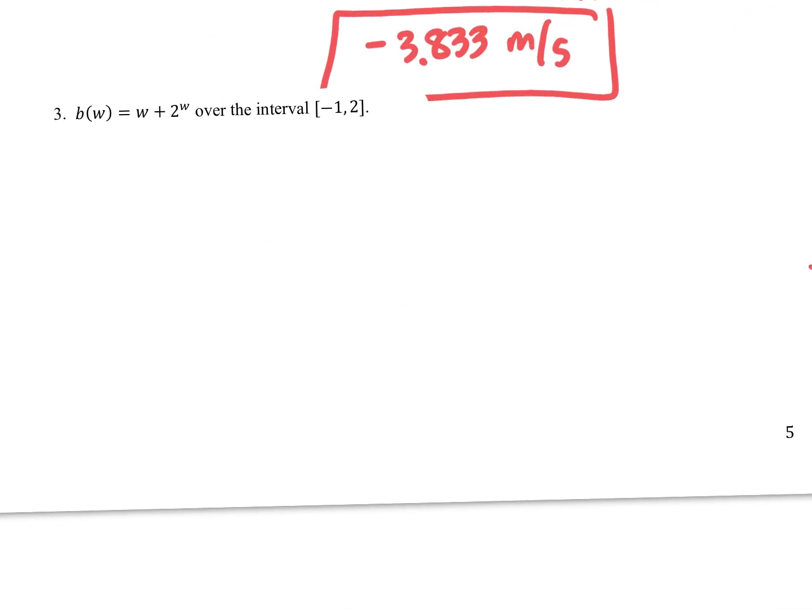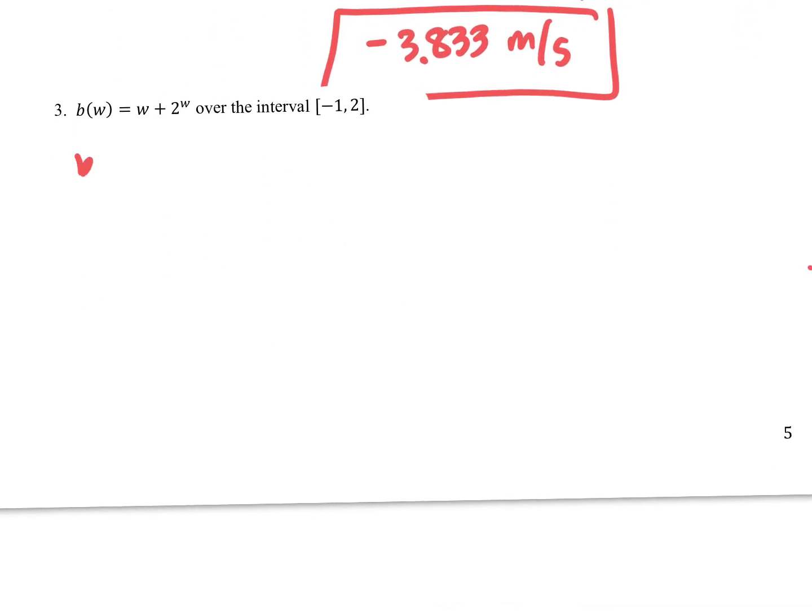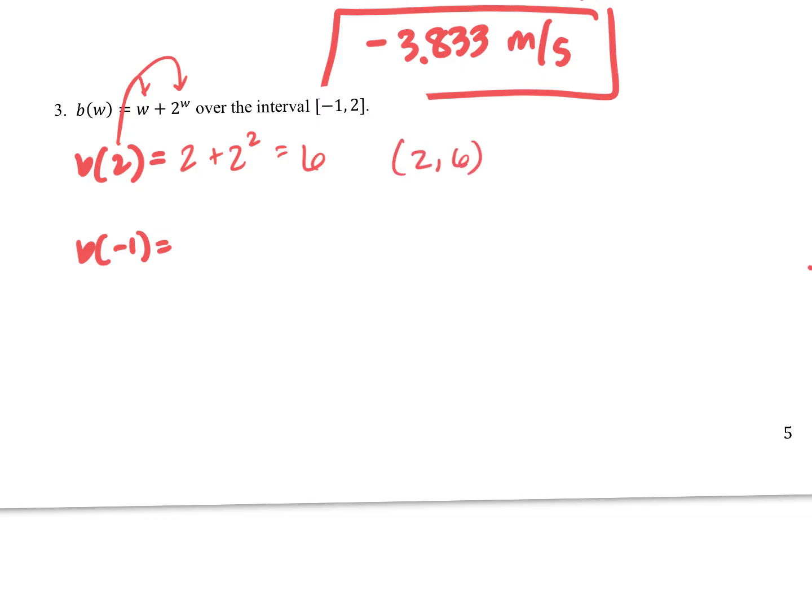So we need to find what is b of 2 to get that y value, and what is b of negative 1 to get that y value as well. B of 2 just means go plug it in. Let's go find b of 2. Plug that 2 into my function. We've got w as our variable. So 2 plus 2 to the second, or 2 squared. 2 squared is 4, plus 2 is going to get me 6. I love it. So then I've got the point 2, 6. That's one of our points, our x and our y.